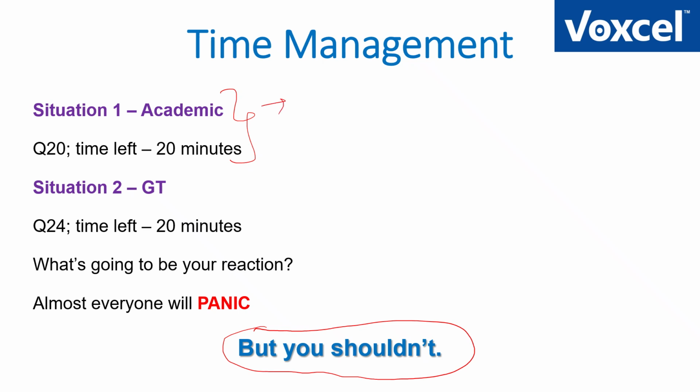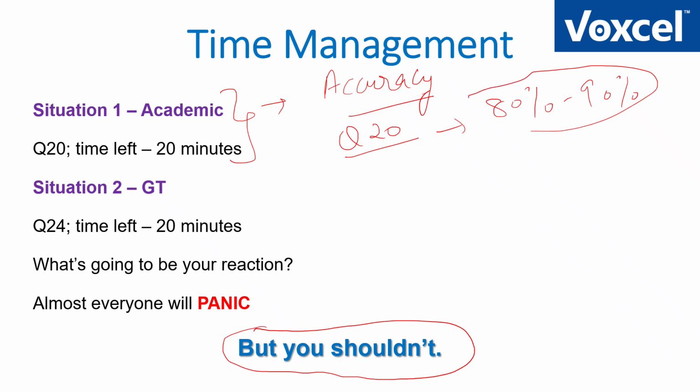Here you should just focus. Why you should not panic is because you should have an understanding of your accuracy. For example, you have solved 20 questions, and your accuracy should be a minimum of 80 to 90%. I am not saying that 100% of your questions should be accurate, but at least a minimum of 80% to 90%. The more the merrier. So 90% would be the ideal case here, but 80% will also do the work, do the trick.